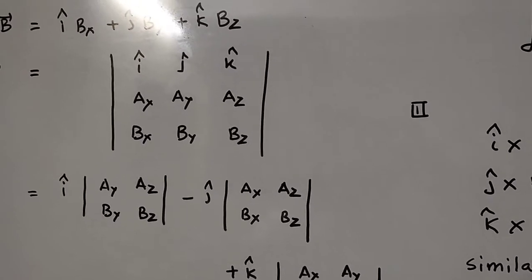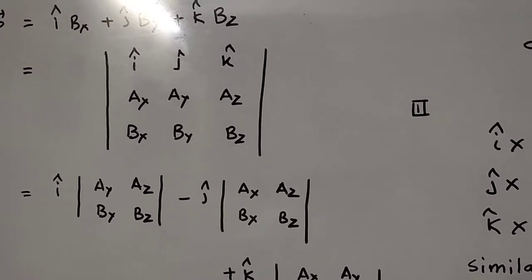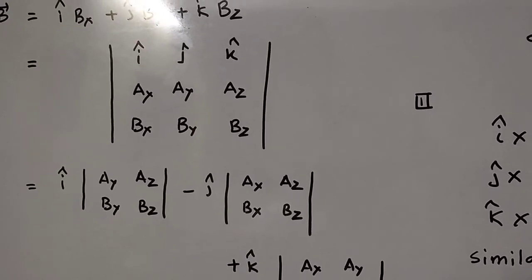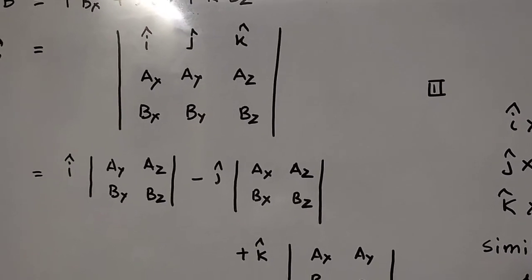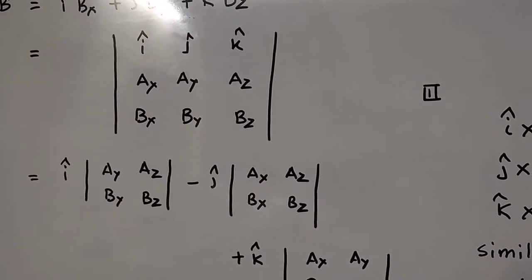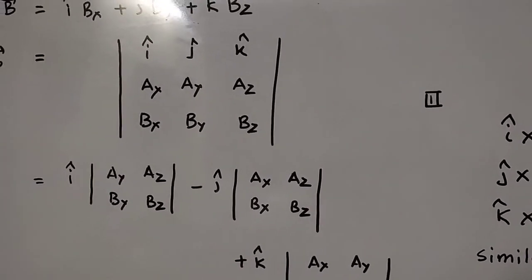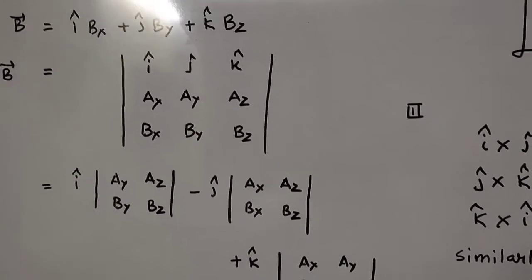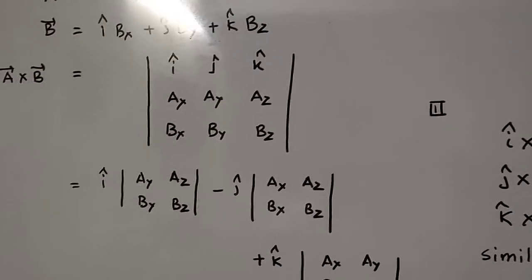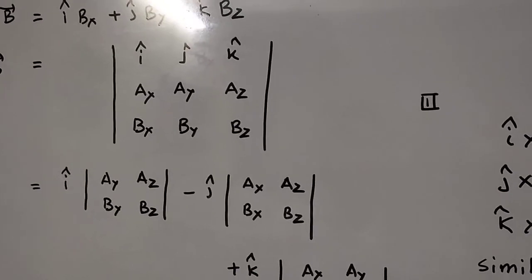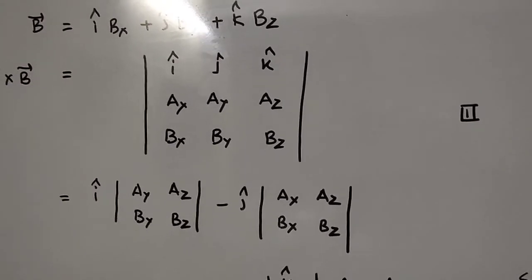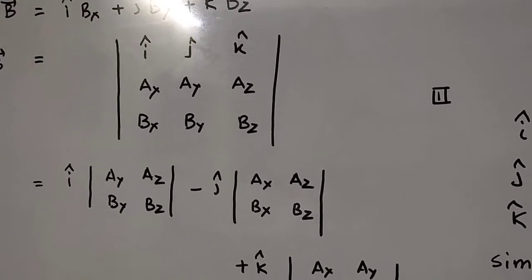If you exclude the elements belonging to the first row and first column, you have to exclude i cap, j cap, k cap, ax, bx. So what is left? ay, az, by, bz. I think it is clear. Then you have to give the negative sign. Why negative sign? That part we will discuss later on. Minus j cap. Initially plus, then minus j cap.